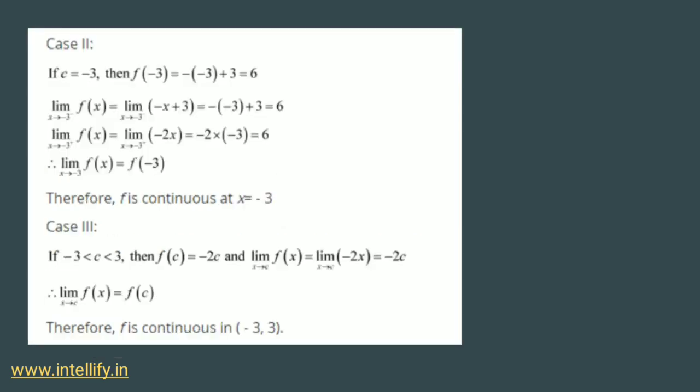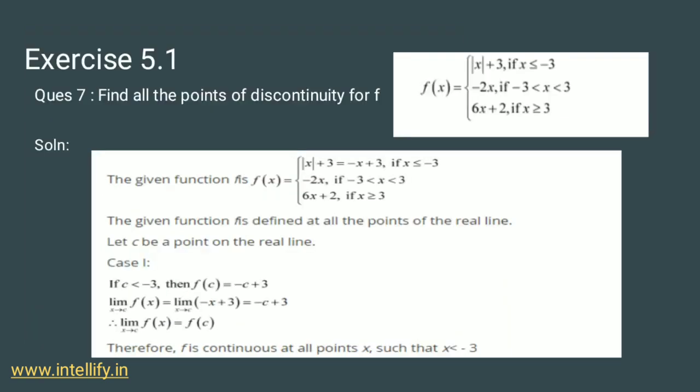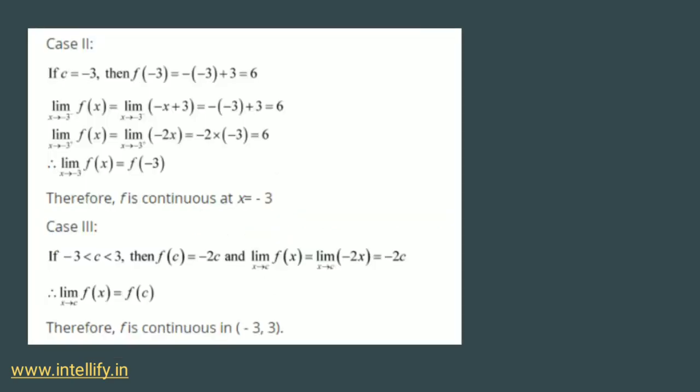Now case 2 is when c is equal to minus 3. So when c is equal to minus 3, we can see that f(x) is equal to minus x plus 3 will be considered. Now f of minus 3 is minus c plus 3, that is equal to minus of minus 3 plus 3, which is equal to 6. Now calculating the limit. So the left hand limit is equal to limit x tending to minus 3 of minus x plus 3, which is equal to minus of minus 3 plus 3, which is equal to 6.